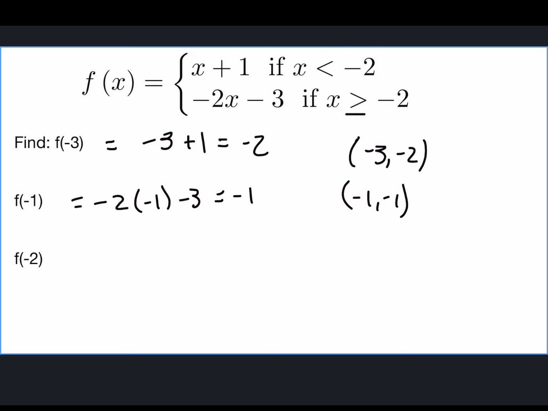Okay, what do we get, guys? Minus 3. Okay, so how do we know that we're using that second formula? Negative 2 is greater than or equal to negative 2. Okay, so negative 2 times negative 2 is 4. 4 minus 3 is 1. So our ordered pair is negative 2, 1.